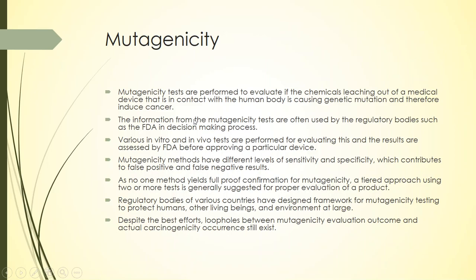So regulatory bodies of various countries have designed a framework, and that includes various tests. This framework is to protect humans and other living beings and the environment at large, right? So there are various tests that need to be performed, and it's not just one test that would determine whether a device causes mutation or not. And still, after so many strict restrictions and so many guidelines, there's still mutagenicity occurring, right? And finally carcinogenesis is also occurring, right?